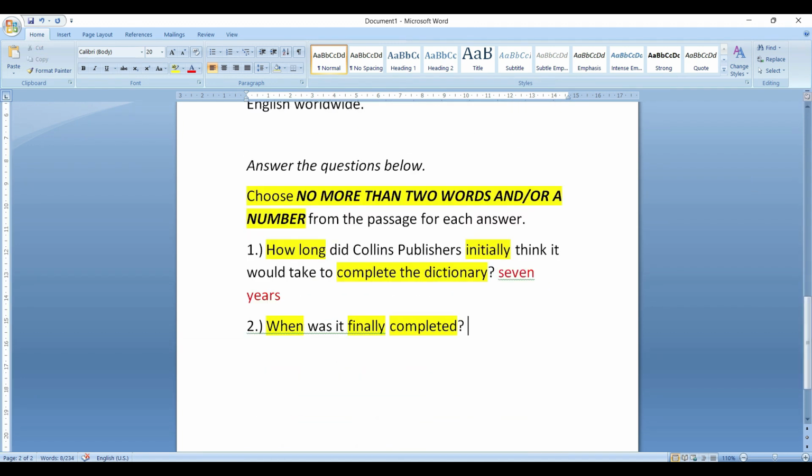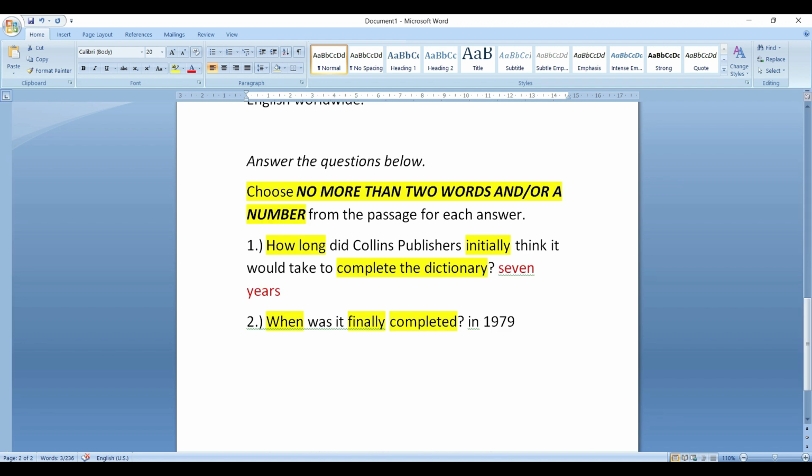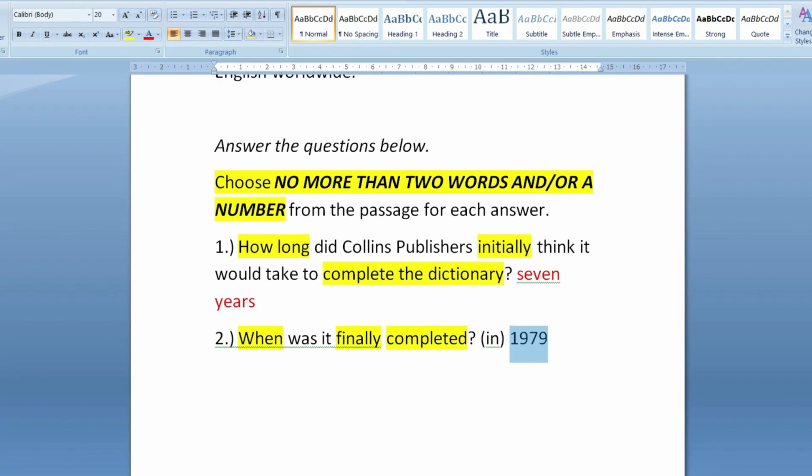Let's go back to our question. When was it finally completed? In 1979. Of course, if you wrote, though, a decade longer than expected or than anticipated, or a decade longer, it would have been wrong. Why? Because look at the word limit. No more than 2 words and or a number. So you can't. If you like, you can just leave the number 1979 without the preposition in. Preposition in is optional here in this case.